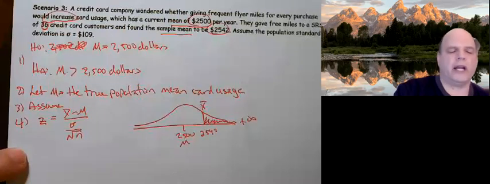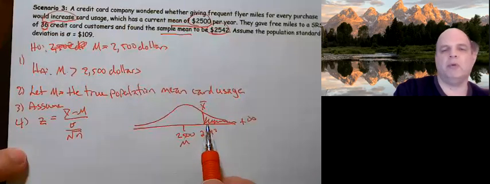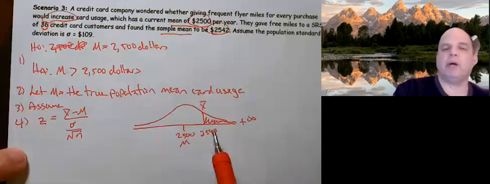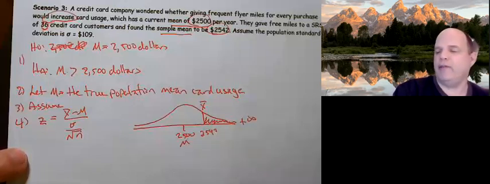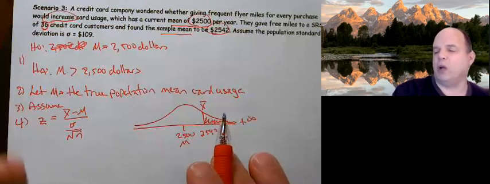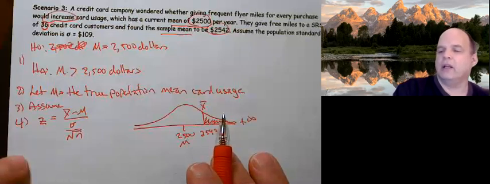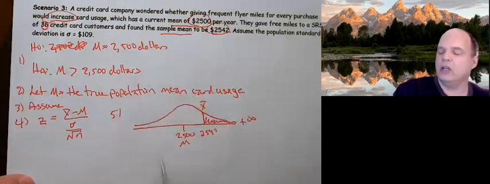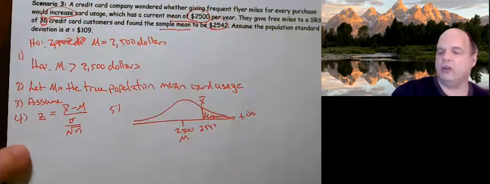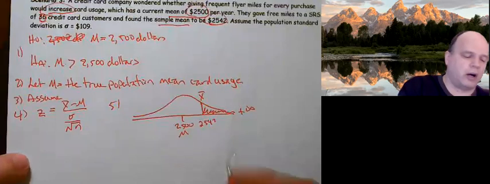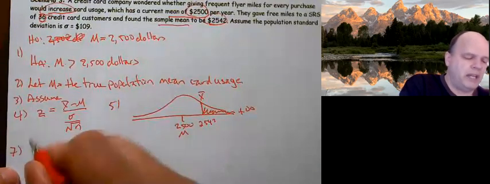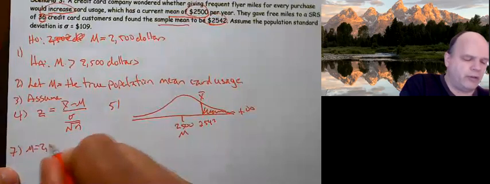So we want to know the likelihood that we get something this extreme, or basically $42 more, by random chance. Did this happen by random chance, or do we have enough evidence to say the frequent flyer miles actually helped and we are using the card more often? The next thing says enter the data. We don't have data to enter, so that's good. Next, we need to list our values. The mean was 2,500.